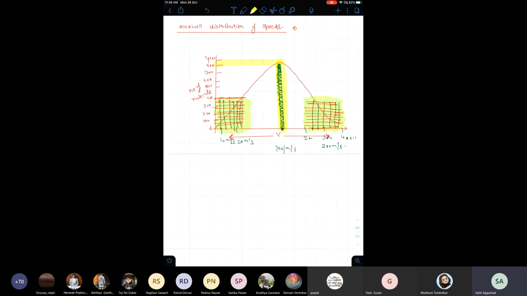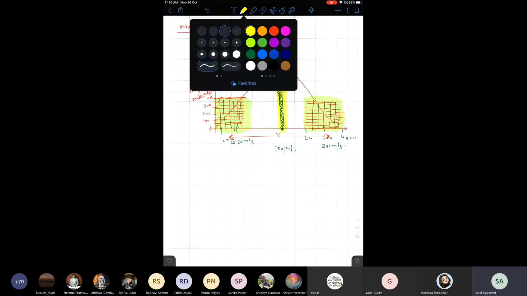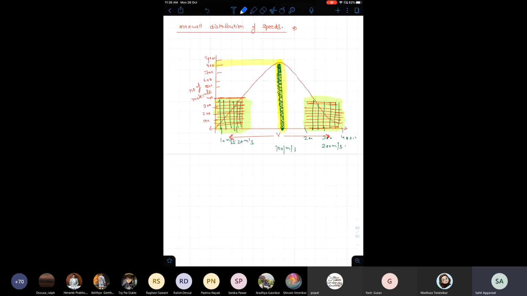Any doubt till here? Less number of molecules have low velocity. Less number of molecules have high velocity, but maximum number of molecules have some intermediate velocity.